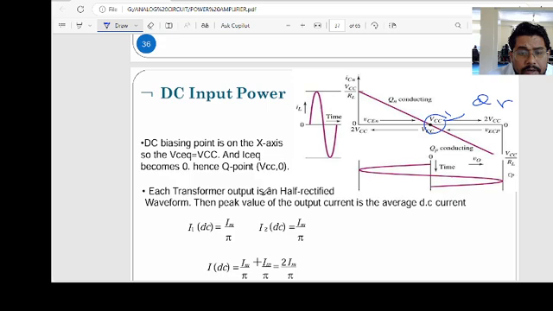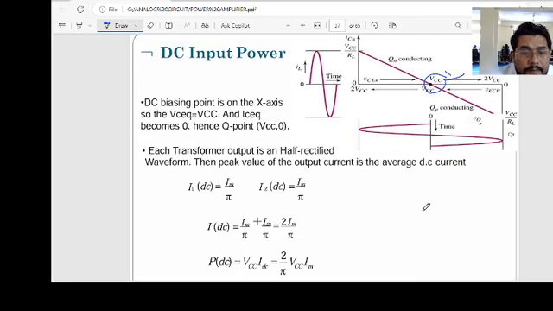So each transformer output is a half rectified waveform, with the peak value of output current IM. For DC, IDC is IM divided by pi. This is called the average value. Each transistor works for the half cycle.